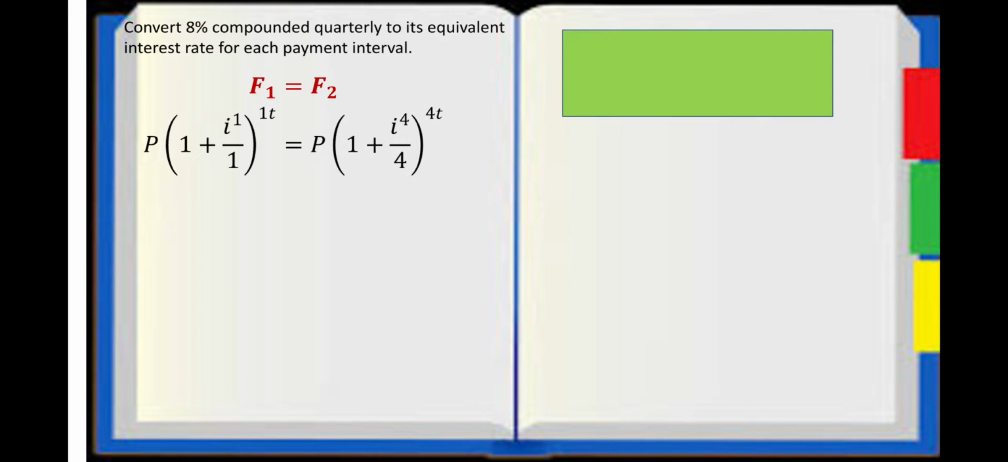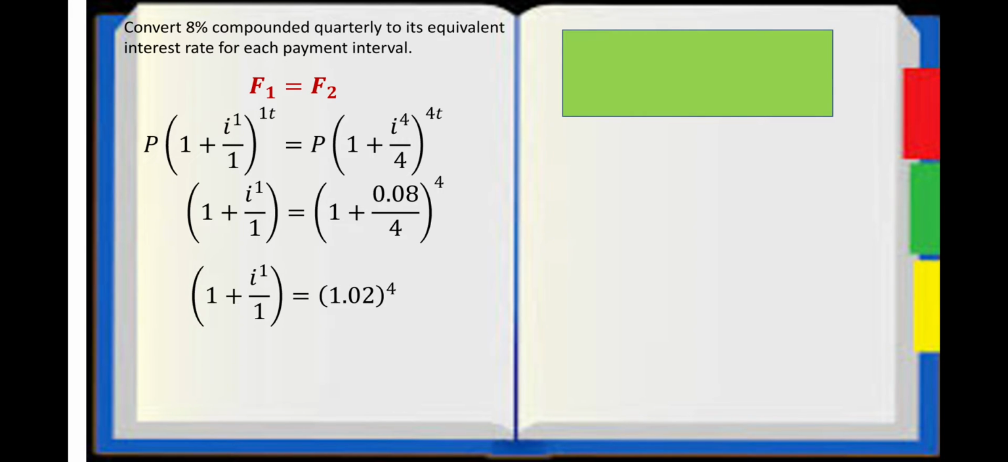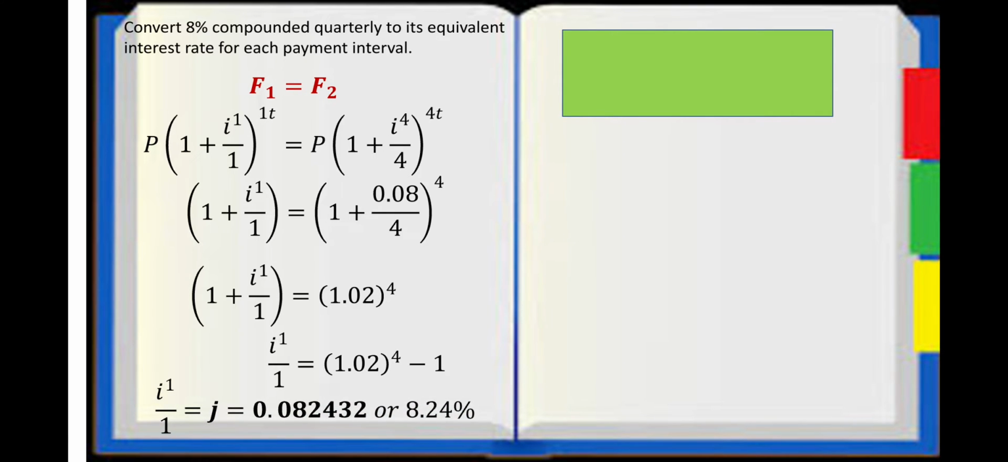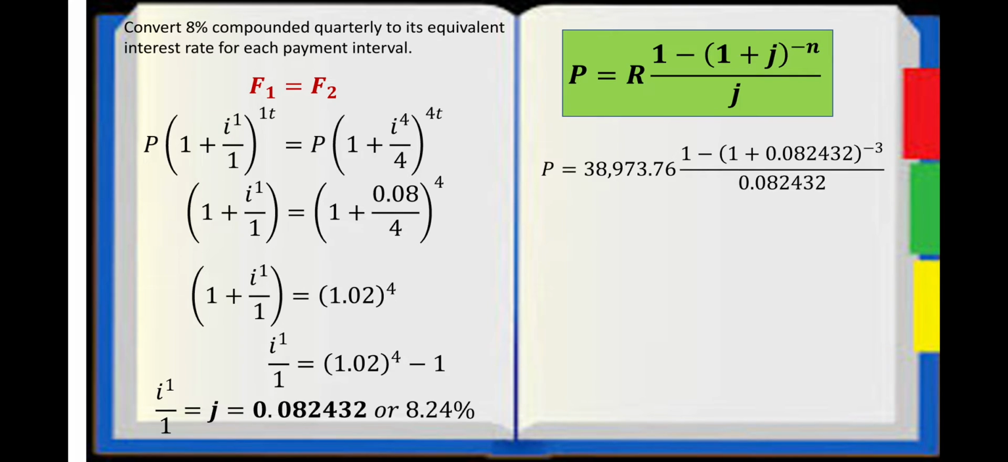So we have here for the f sub 1 is 1 and f sub 2 is 4, because that is quarterly. So substituting, 0.08 divided by 4 is equal to 1.02 raised to the 4th power minus 1 to get the value of i. So that is i over 1, or the value of j, is equal to 0.082432, or 8.24%.